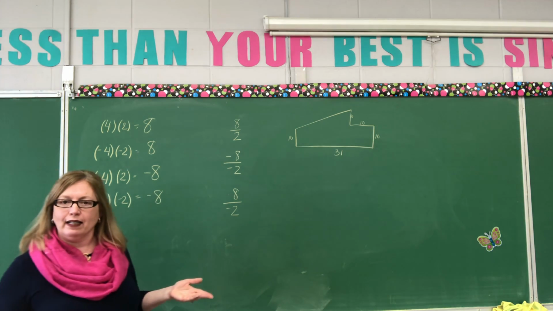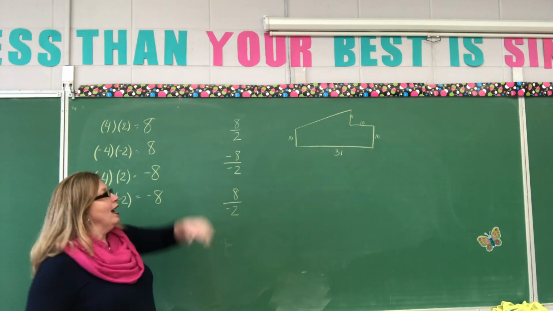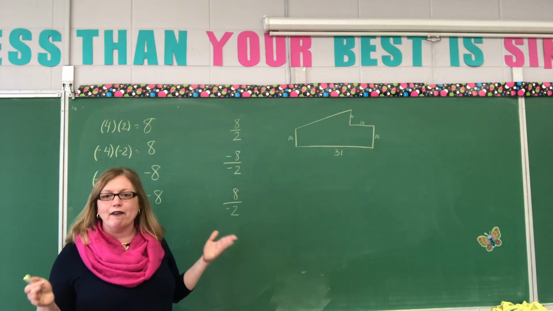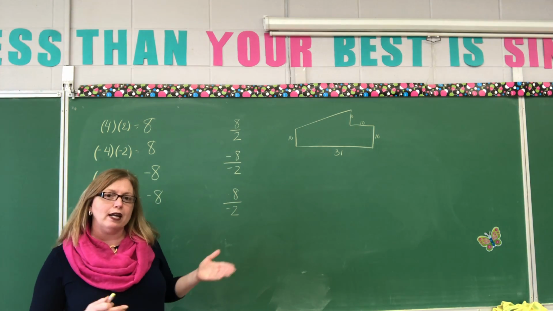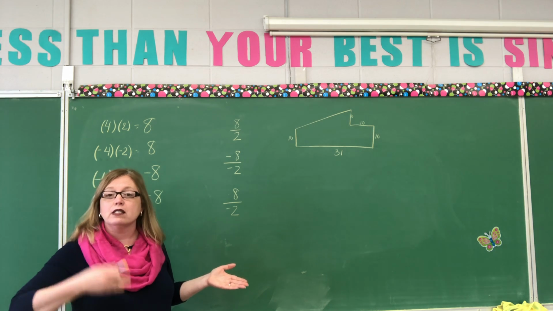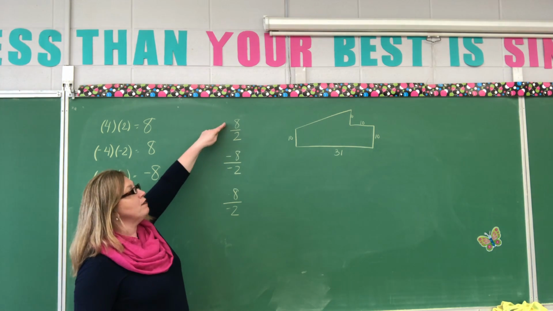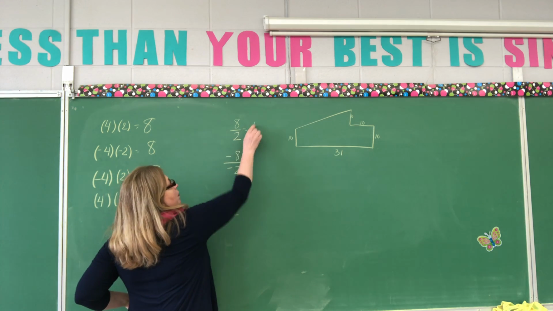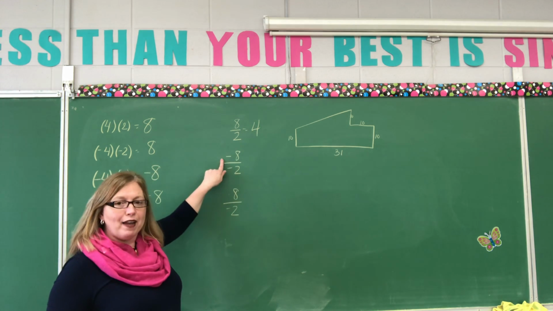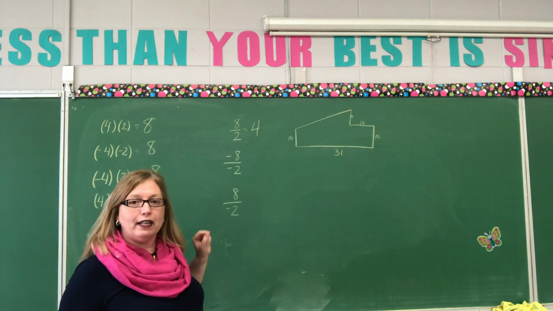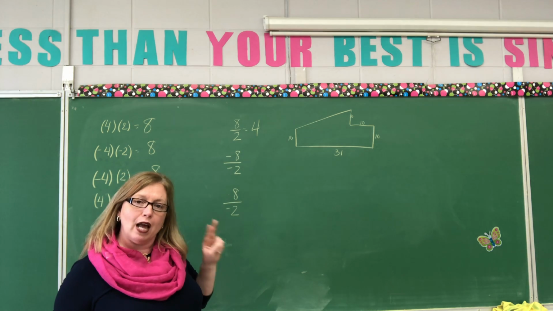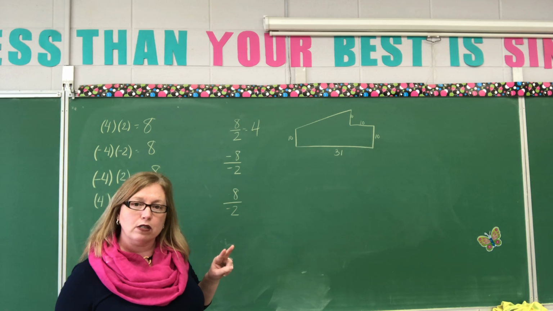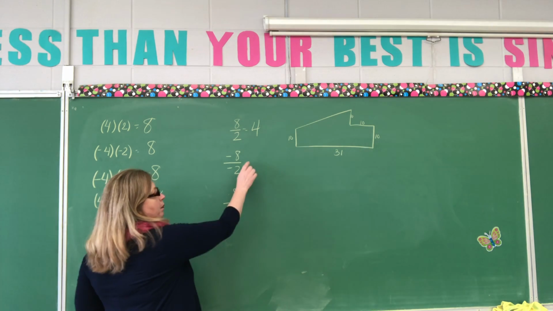What about dividing? It's the same principle. I have 8 divided by 2. They have no signs. If no sign is written, we know that it really means it's positive. So positive 8 divided by a positive 2 is a positive 4. What if I have a negative 8 divided by a negative 2? Both signs are negative, so my answer is positive 4.